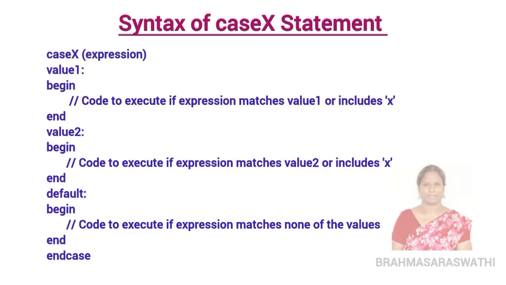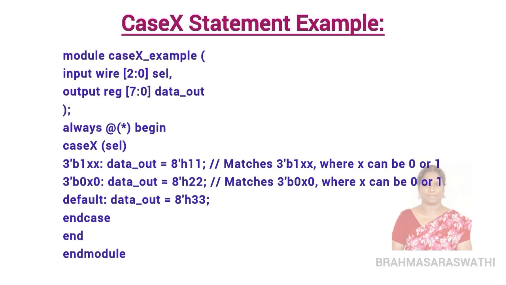Okay, in the default condition, if the above value 1 and value 2 are not executed and do not match, the default condition will be executed, and last we end with end case. You observe the casex statement example: module casex_example. casex_example is the module name. After that we write the ports declaration. This input is the selection input, 3 selection inputs, and the output is data out. It has a total of 8 outputs. After that we write the always block. After always we write begin.